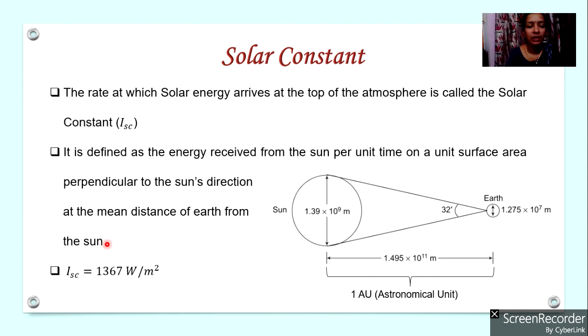And the value of solar constant is estimated as 1367 watt per meter square. So this value is given by the NASA. The value of solar constant is 1367 watt per meter square.